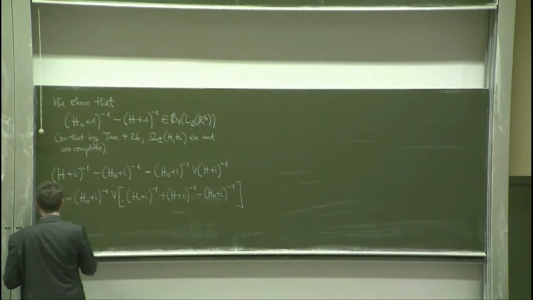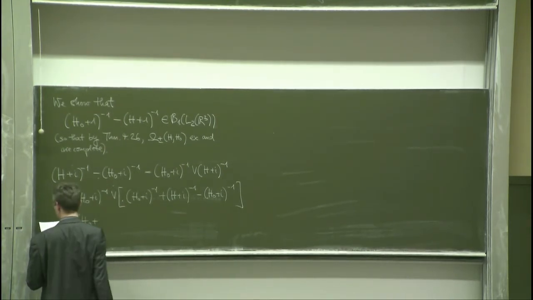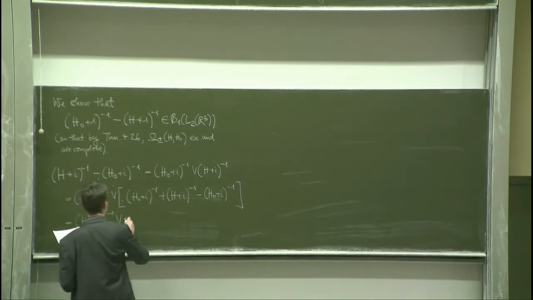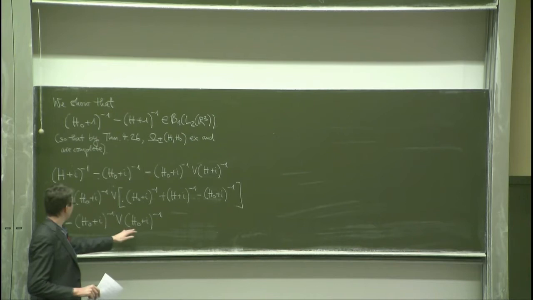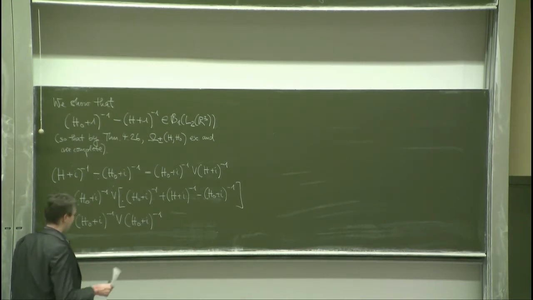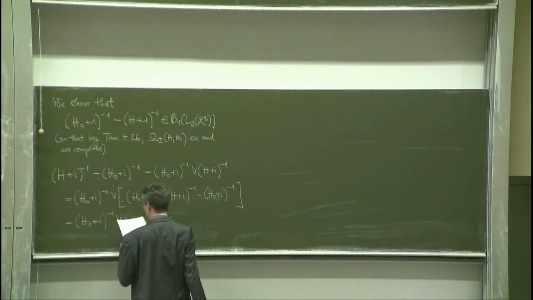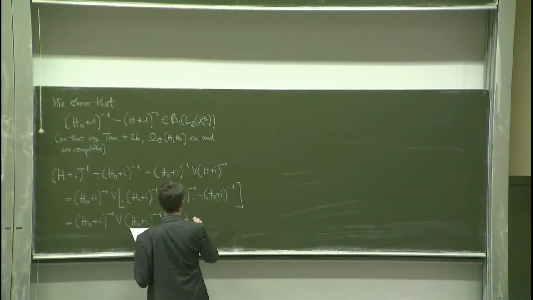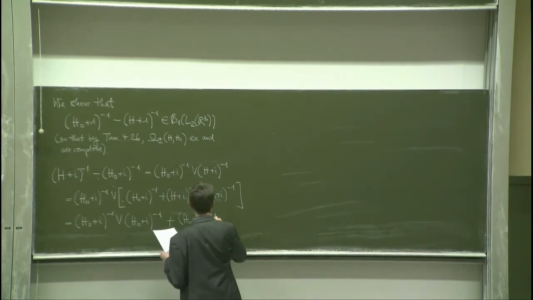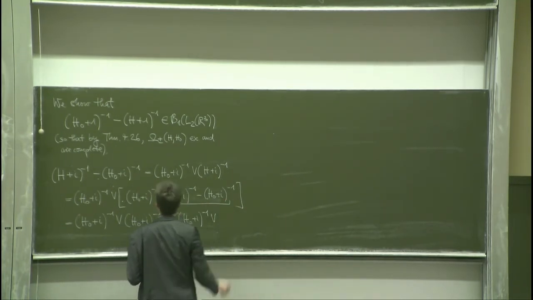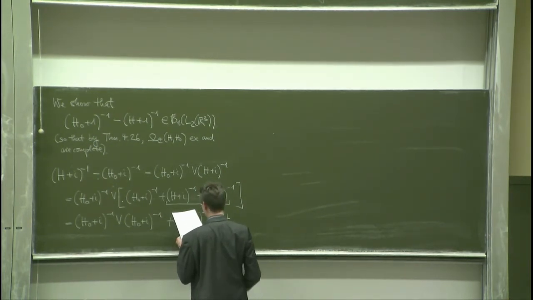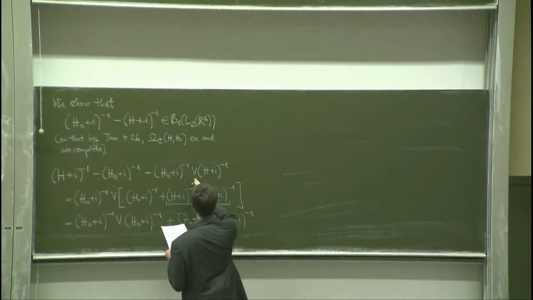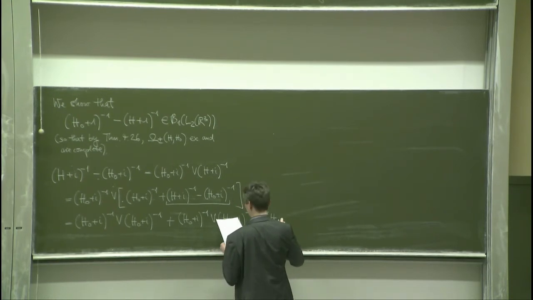But this yields that we have here (H0 plus I)^(-1) V (H0 plus I)^(-1). This is a term which is symmetric in the sense that both components include the H0. And here we obtain that this is nothing but (H0 plus I)^(-1) V, and this can again be replaced by what we found right there. So this is (H0 plus I)^(-1) V (H plus I)^(-1). This is 4.7.